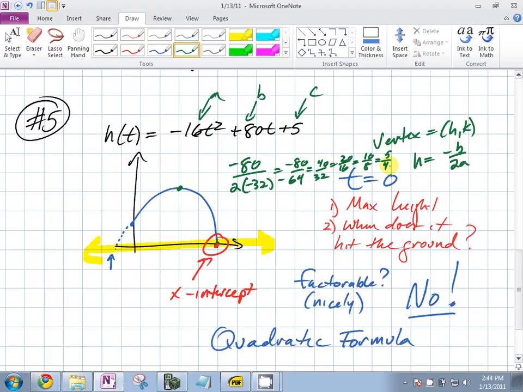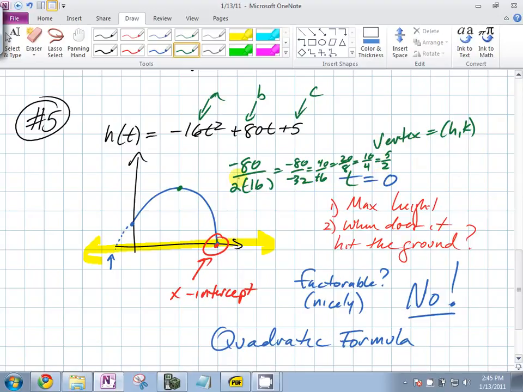Negative b over 2a, and it should be negative 32 in the denominator. Oh, yeah. It should be negative what? 16. I did the math in my head and then wrote it anyway. Thank you. That's part of your job right there, is to catch errors like that. So what does it come out to be? It's 5 over 2. It's positive. So that's the time, right?